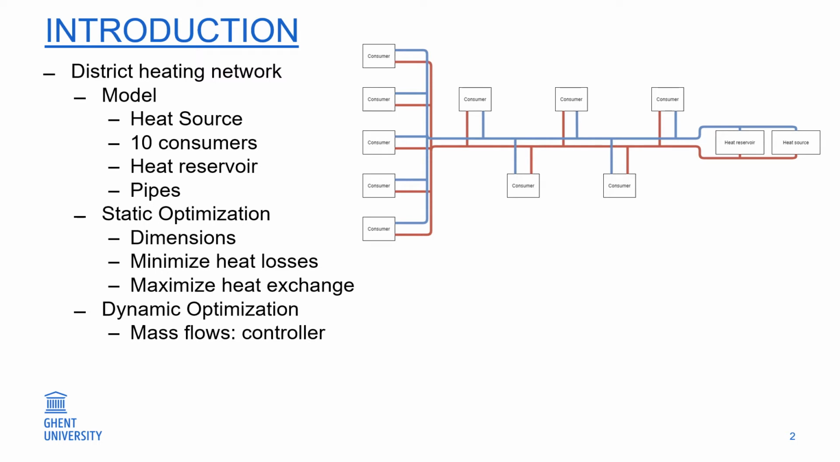Afterwards, we did a static optimization to optimize the dimensions of the pipes, the heat reservoir, and the heat exchangers. We did this by minimizing, on the one hand, the heat losses, and by maximizing, on the other hand, the heat exchange between the consumers in the network and the heat source in the network. And afterwards, we did a dynamic optimization, where we try to control all the mass flows in the network, and we designed a model predictive controller for this.